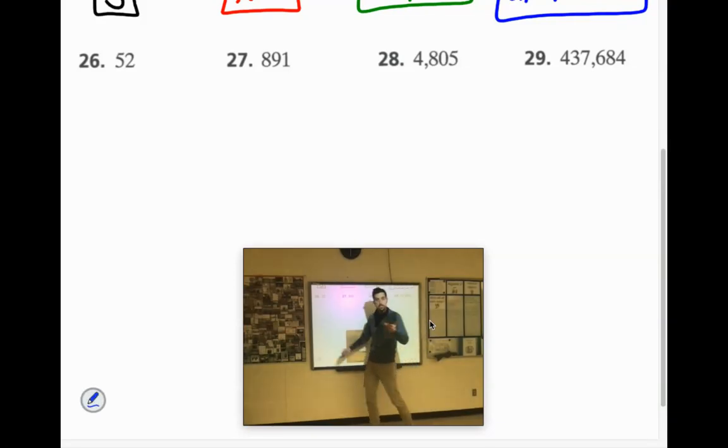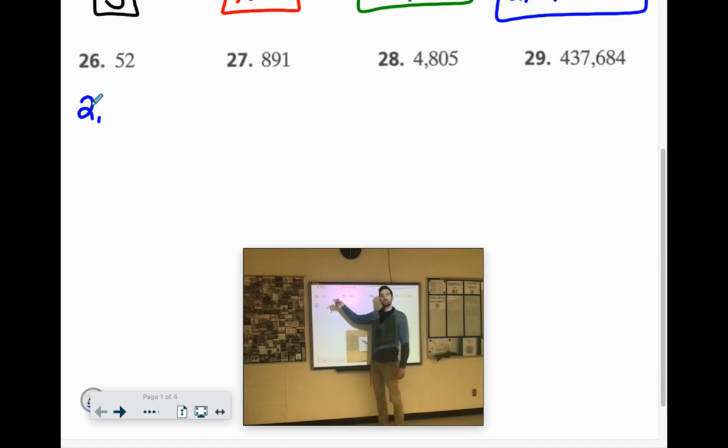52. Yes, it's even. It ends in a 2. So 2 is a factor. Now if we add up 5 plus 2 is 7. 3 doesn't go into 7, so that's out. Ends in a 5 or 0?